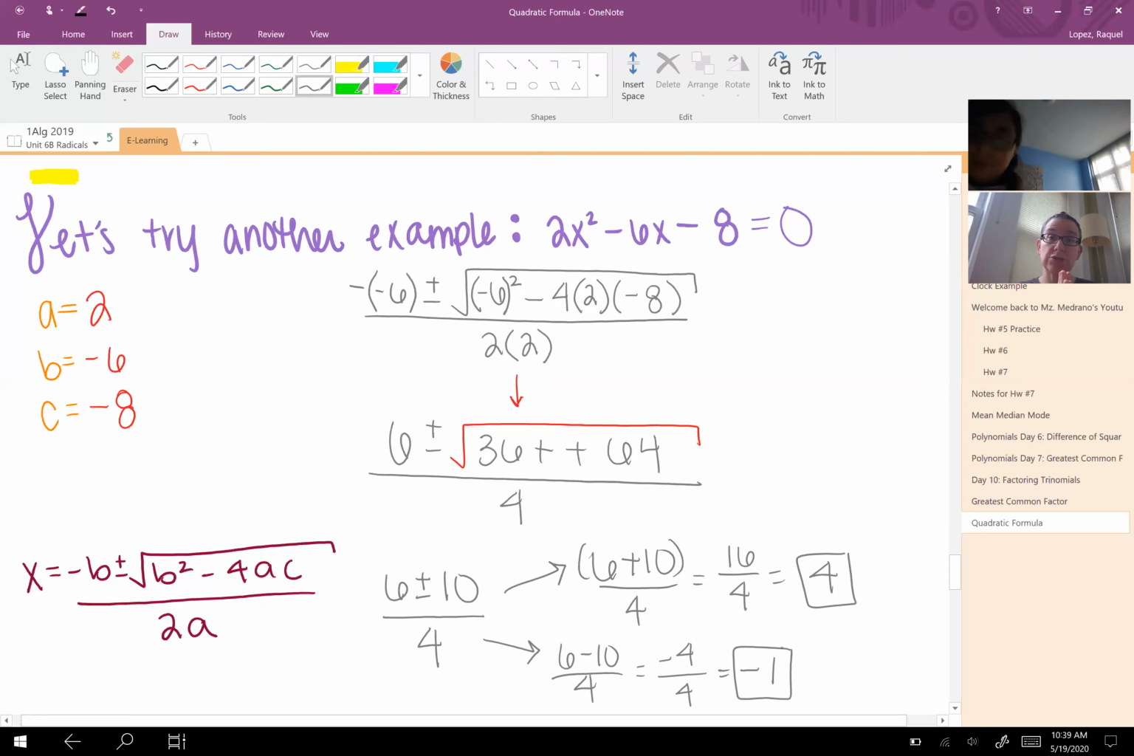So I know the two x-intercepts for my quadratic equation, y equals 2x squared minus 6x minus 8, that parabola will cross the x-axis at 4 and at negative 1.